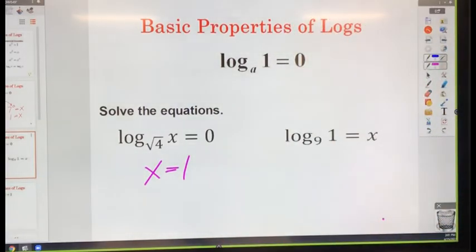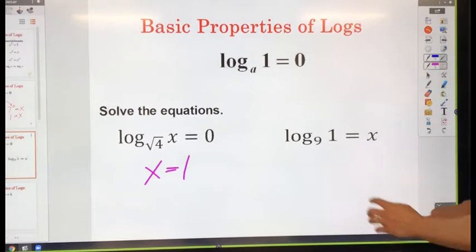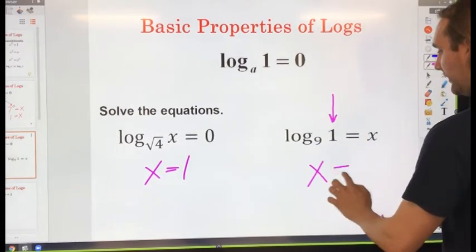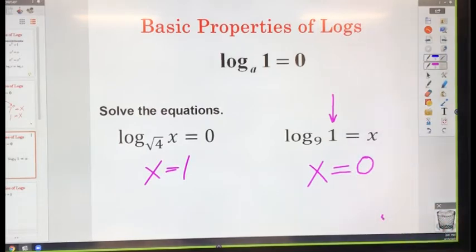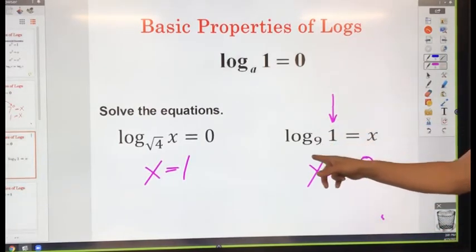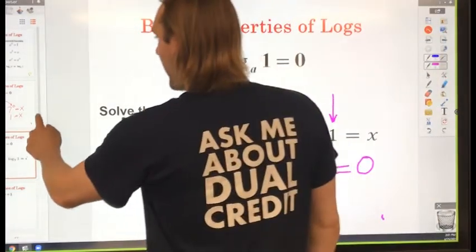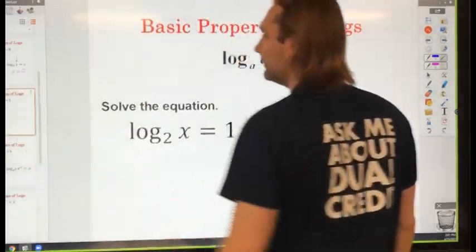And here, log base 9 of 1 equals x. Again, you recognize that that is a 1, therefore your log has to equal 0. If you didn't see that property here, well then you can just plug this in your calculator and it'll give you the value of 0. Or you can convert it into an exponent. 9 to the power of x equals 1. That power has to be a 0 for it to equal 1.